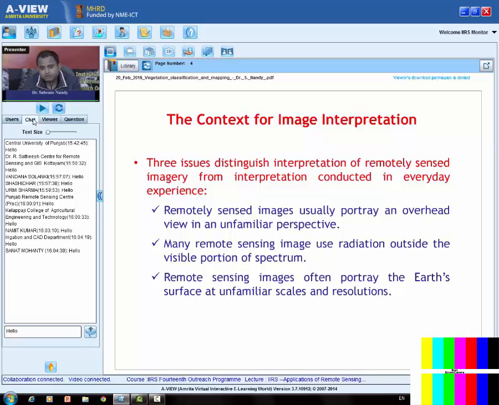And one more thing, remote sensing images use radiation outside the visible portion of the spectrum. So they not only use the visible spectrum, in addition to that, they use the total electromagnetic spectrum. Then remote sensing images often portray the Earth's surface in unfamiliar scales and resolution. This is how it is different from everyday experience, how you interpret satellite data, or how you interpret different images, or how you recognize different objects.